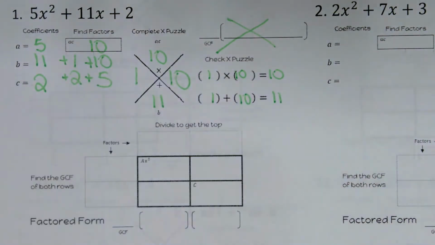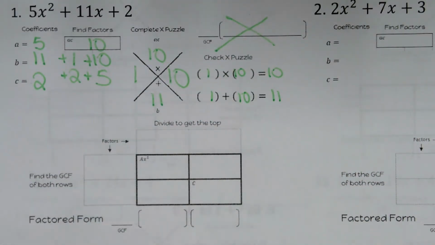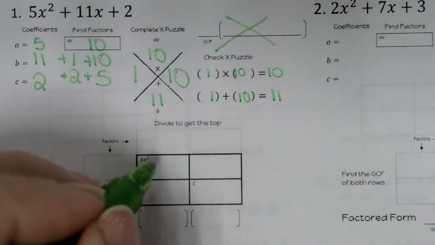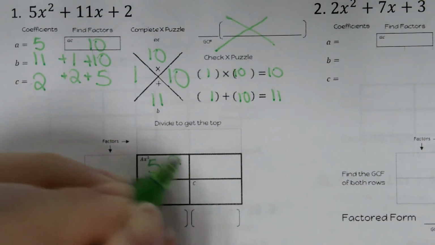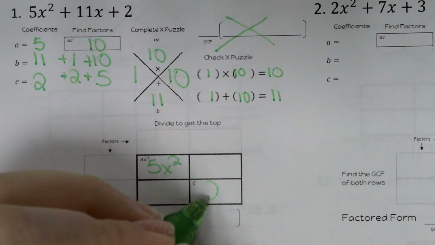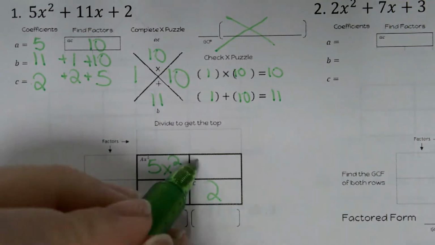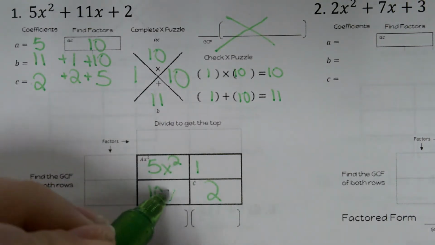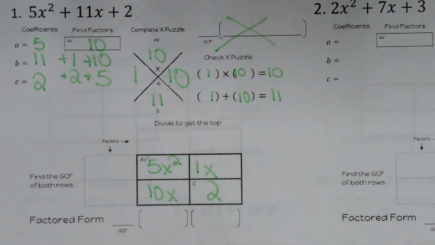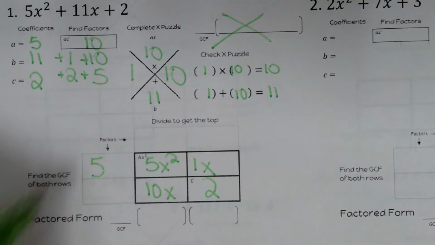At the very least, we should be checking this in our head. First term goes in the first box. The last term goes in the last box. And we have 1 and 10 that will each get their own x to add together to be the middle term. What can I take out of the top row? I can take an x out.